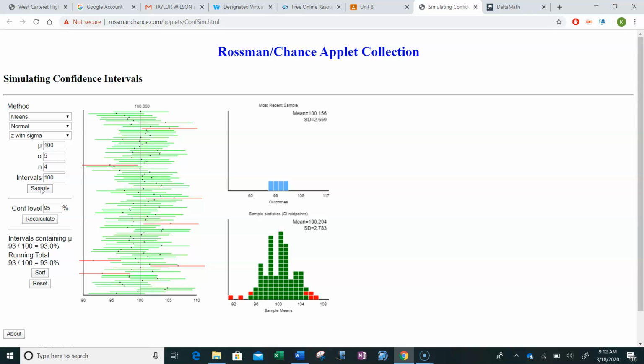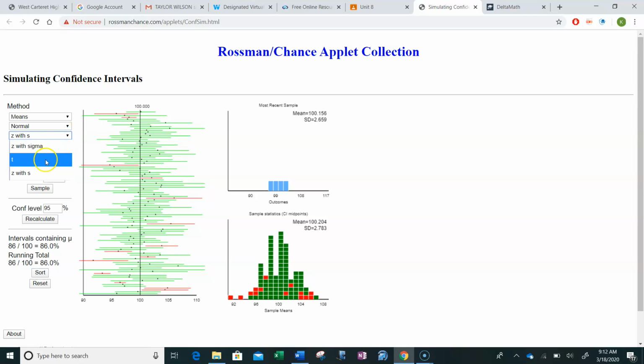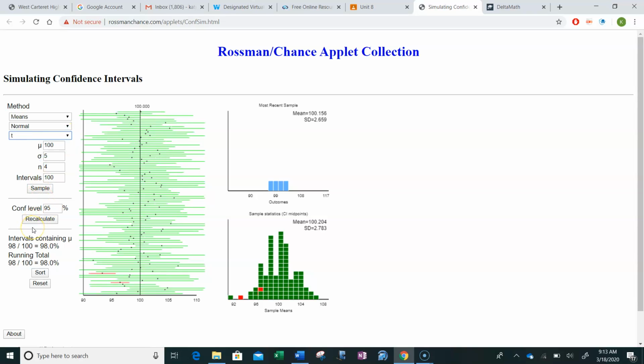All right, so now we're going to redo this, but this time we're going to do Z, but with the standard deviation of the sample. And in this case, we can see that only 86% of the intervals contained mu. Then we're going to change it, and we're going to do it with T. And when we do it with T, we can see that 98% of the intervals contain mu.